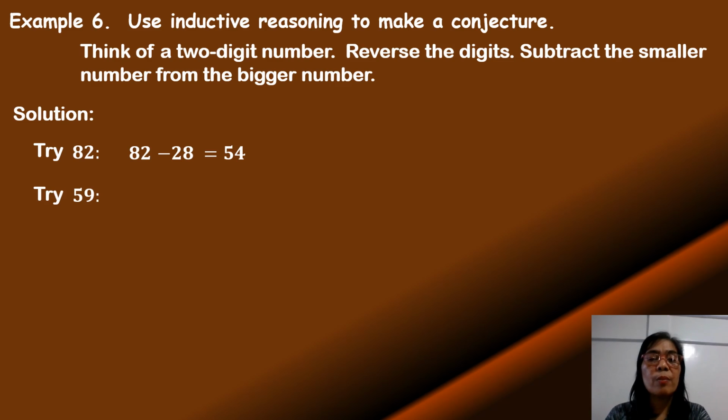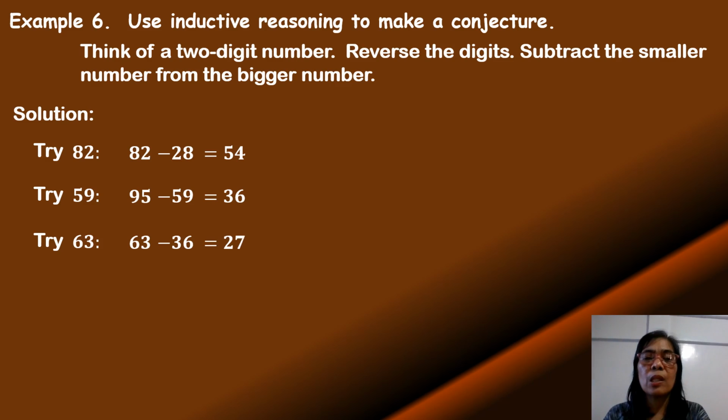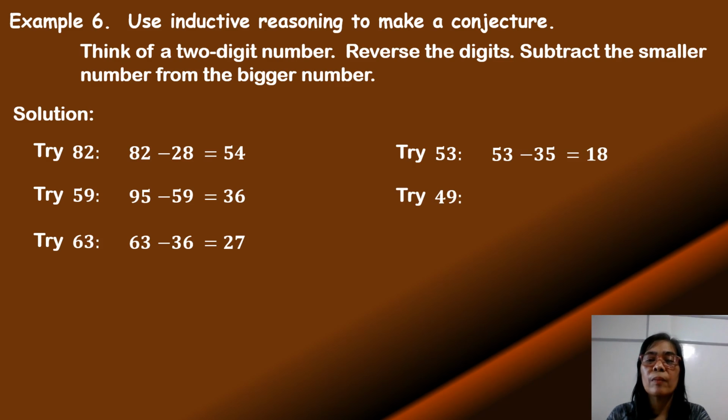Let us try another number. Say 59. Its reverse is 95. So we subtract 95 minus 59. This will give us 36. Let us try 63. So 63 minus its reverse, which is 36, will give us 27. Let us try another number. Say 53. So we have 53 minus its reverse, which is 35. This is equal to 18.